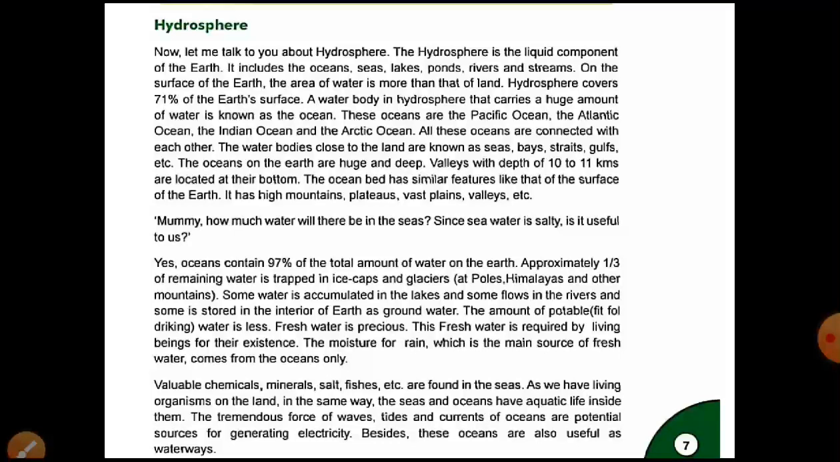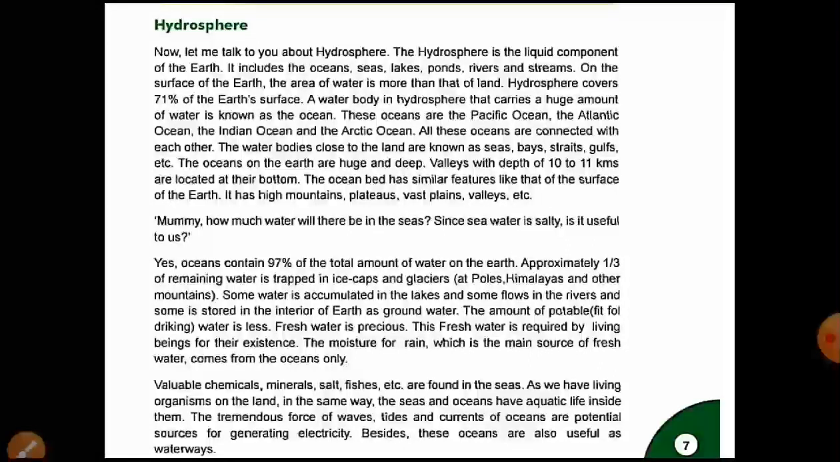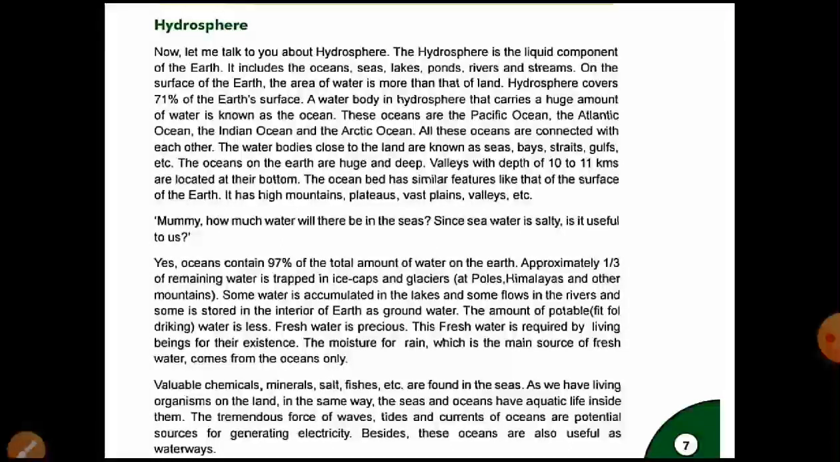As we have living organisms on the land, in the same way the seas and oceans have aquatic life inside them. On the earth we can see many living beings like humans, animals, plants, insects. Likewise we can see different living beings in the oceans also.